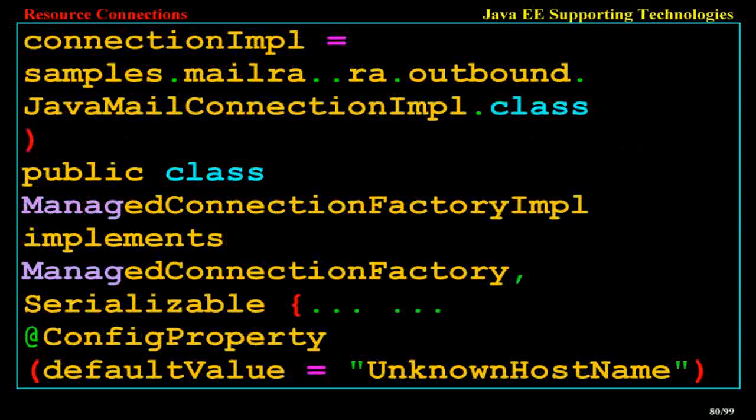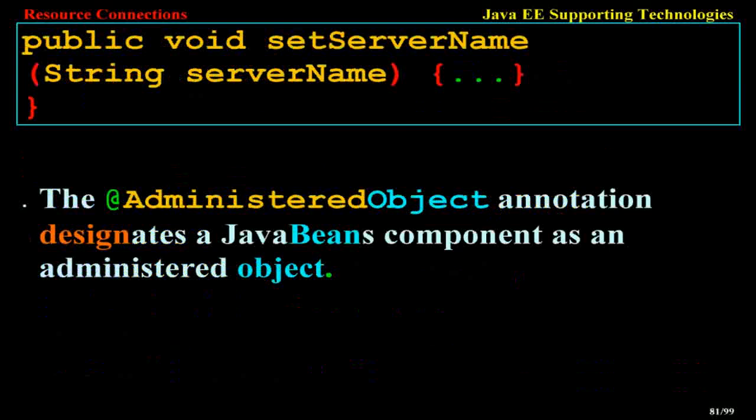Class, connectionImpl = samples.mailra.outbound.JavaMailConnectionImpl.class. public class ManagedConnectionFactoryImpl implements ManagedConnectionFactory, Serializable. @ConfigProperty(defaultValue = "unknown host name") public void setServerName(String serverName).